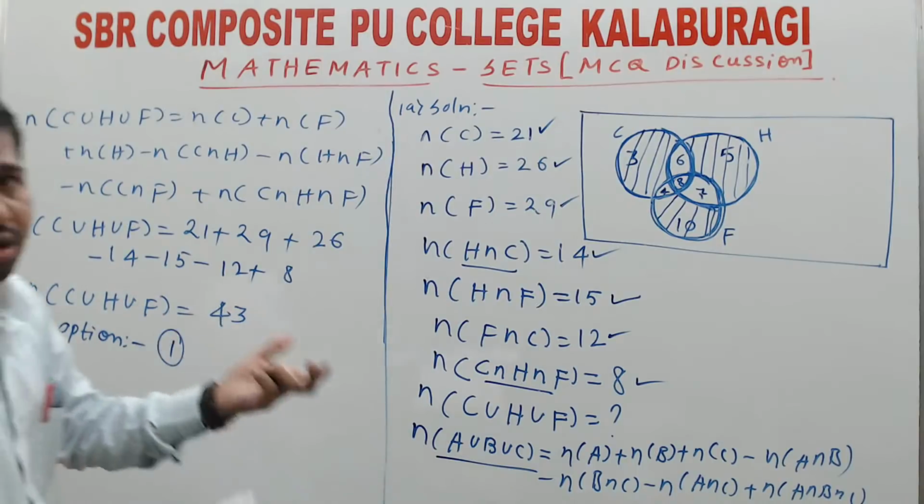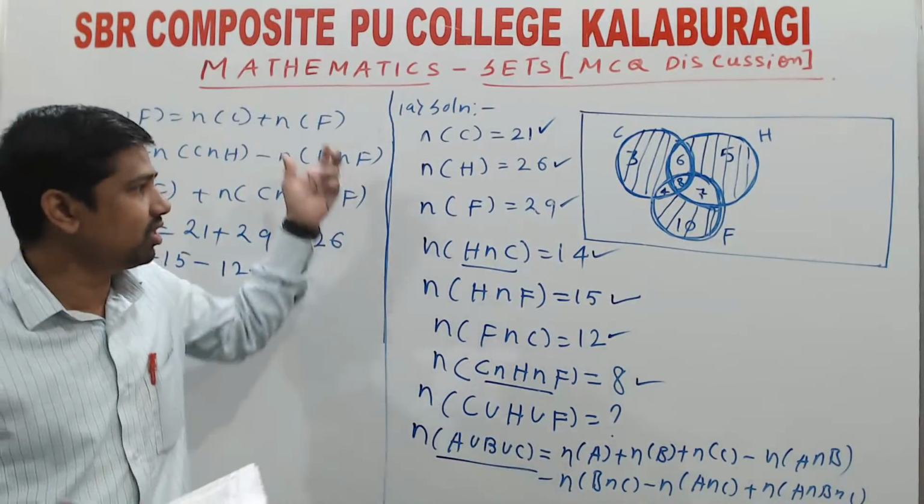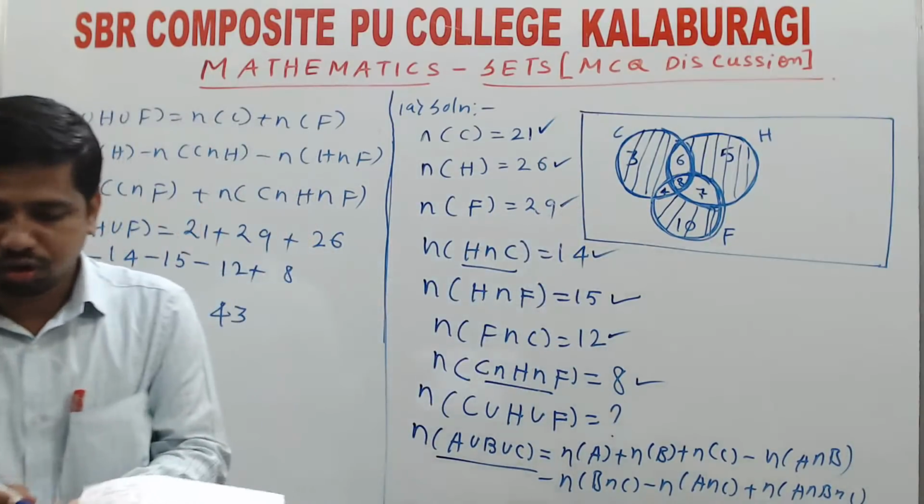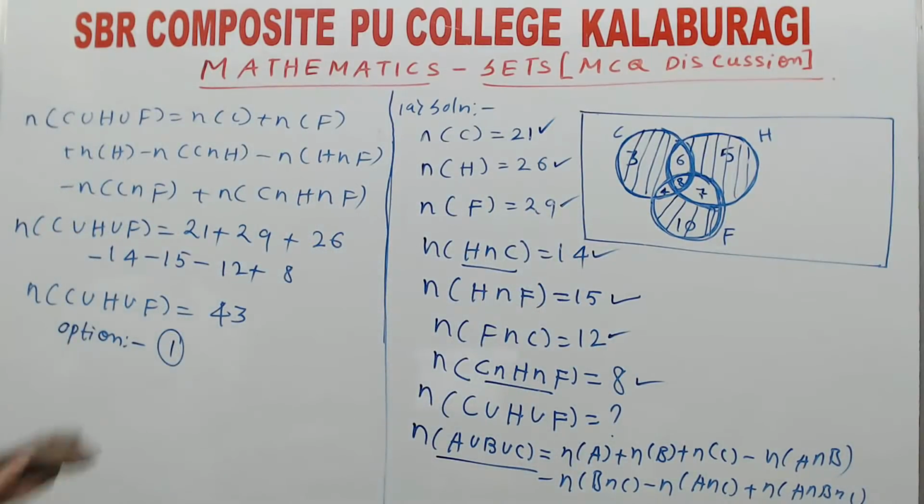20th question. 20th question is also the same. So just write the given data. We can write it by ourselves with the help of Venn diagram. So 20th question is.